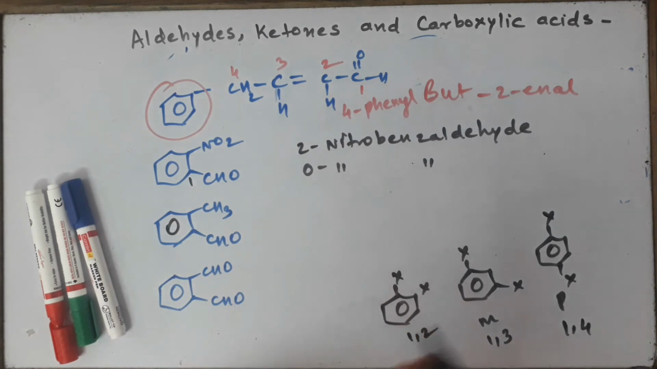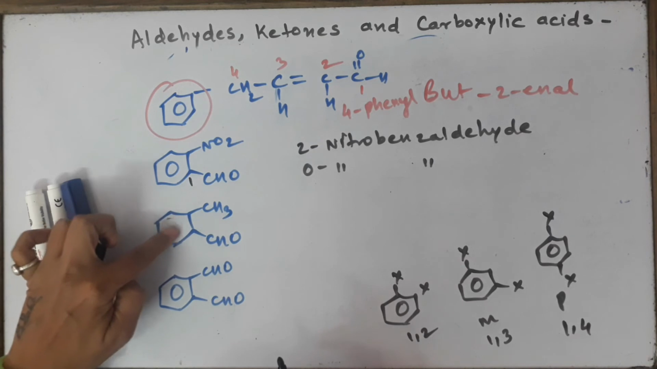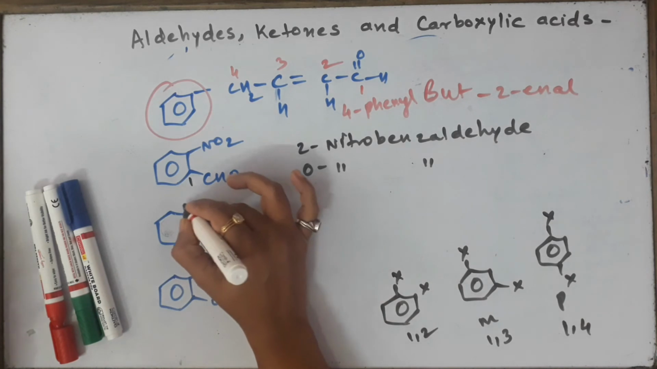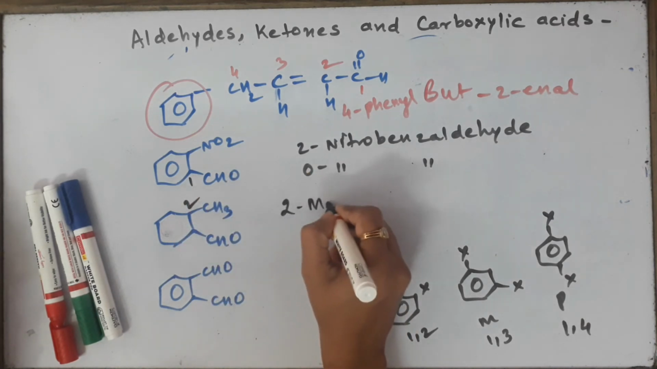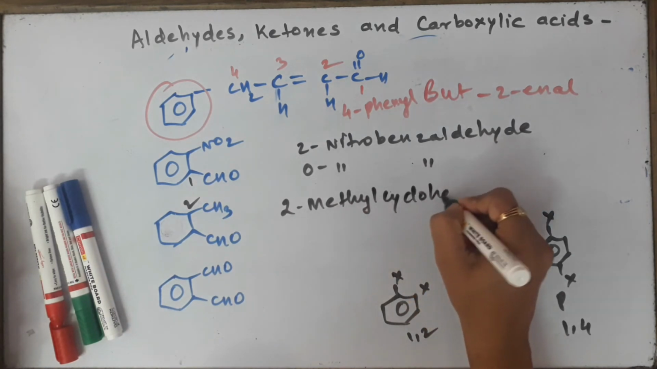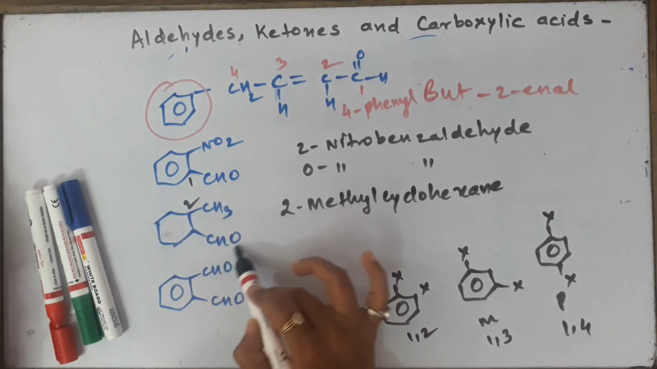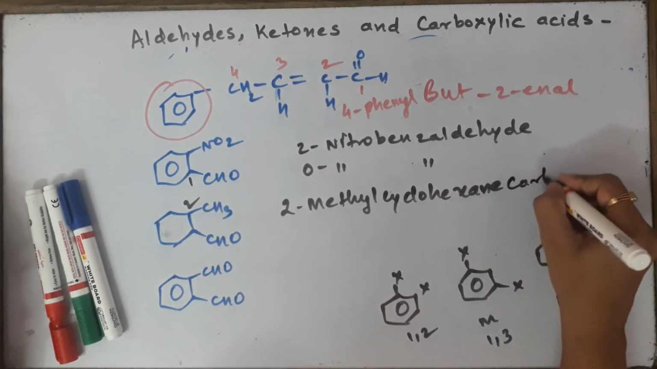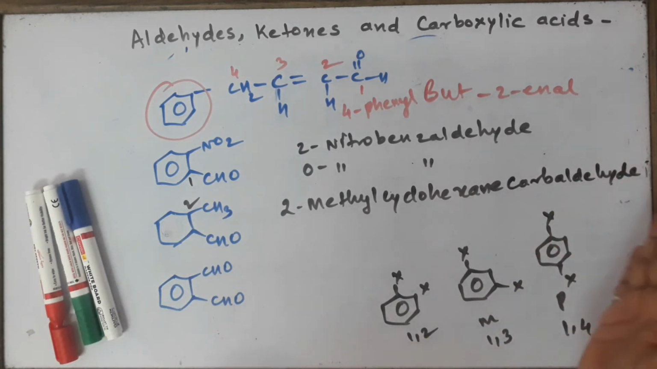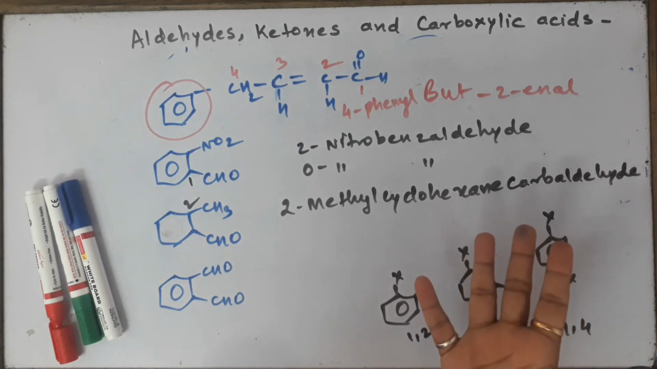Look at this one. For example, if it is like this, or even if it was like the previous way, then we'll call it cyclohexane, and its name is going to be 2-methyl cyclohexane. What is this? Carbaldehyde. 2-methylcyclohexanecarbaldehyde. You are going to write the name as carbaldehyde whenever CHO is attached to a ring, benzene or any other alicyclic ring.